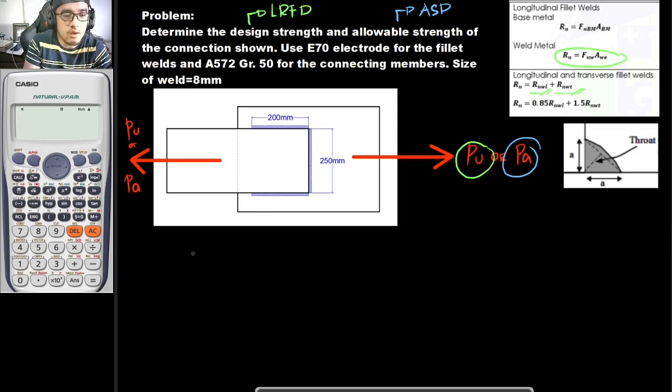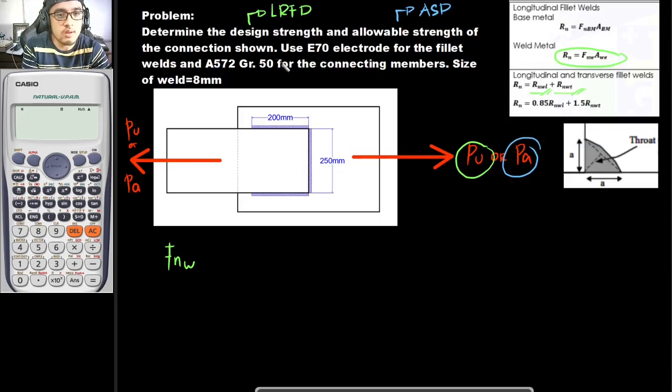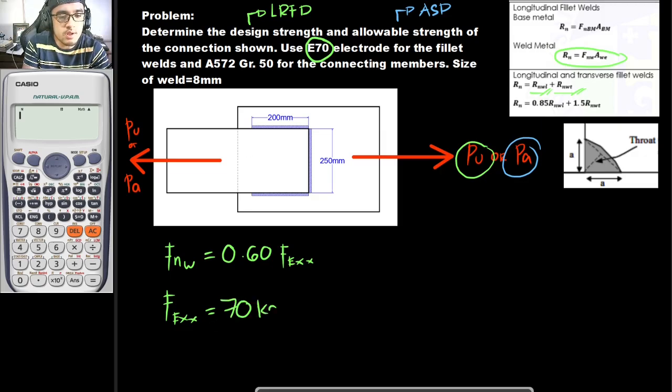So for FNW, according once again to this table right here, FNW is equal to 60% of the nominal strength of the electrode. And the nominal strength of the electrode is dependent upon this label right here. So once again, this is to be 0.60 FEXX. And our FEXX is equal to, since we are to use E70 electrodes, this is to be 70 kips per square inch.